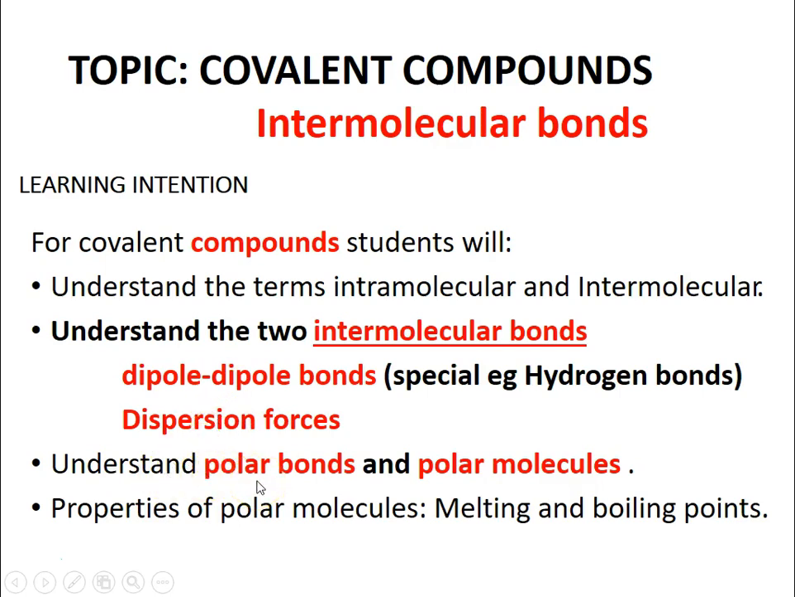To build up an understanding of dipole-dipole, we're going to look at what a polar bond is and then what polar molecules are. After we've looked at the intermolecular bonds, we'll look at the properties. How does this affect the melting and boiling points of polar molecules?